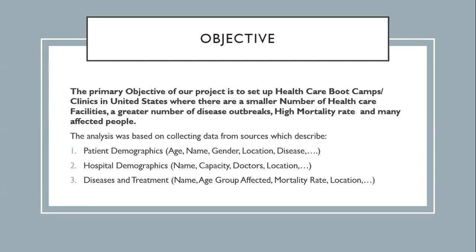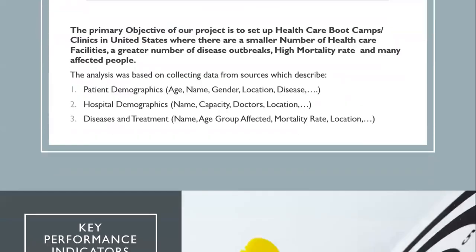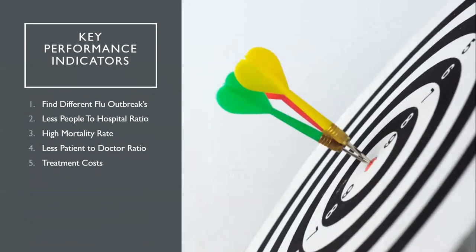So we will be setting up boot camps based on the smaller number of healthcare facilities, a greater number of disease outbreaks, high mortality rate, and the people affected in a particular city, state, and county. So the main CSV files which we dealt with were based on disease treatment, hospital CSV, and patient data.